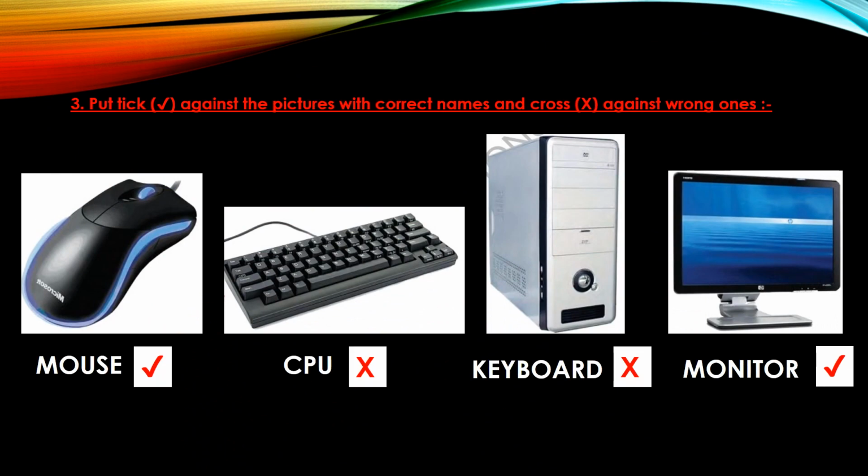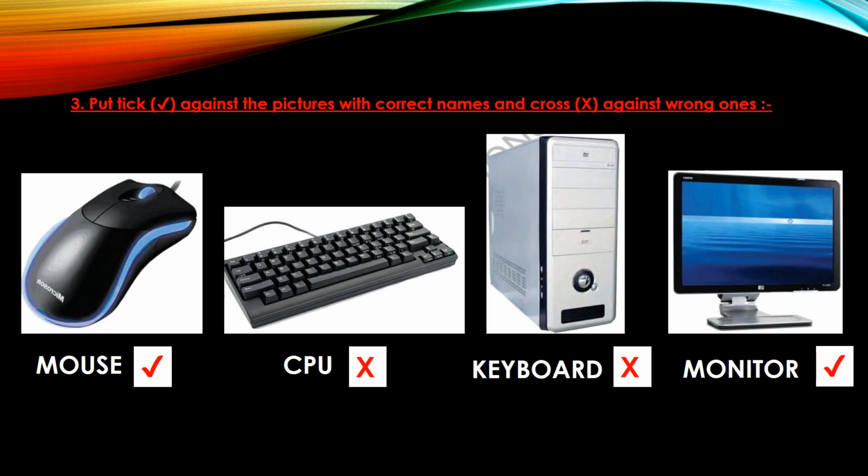Exercise 3. Put tick against the pictures with correct names and cross against wrong ones. In this exercise, 4 pictures are given and each picture is given a particular name. If that name belongs to that picture, you have to put a tick against the picture, otherwise put a cross there. So let us start with picture number 1. Picture 1 is of mouse. The name given is mouse. Yes, we can see that the picture matches with its name. So we will put a tick here.